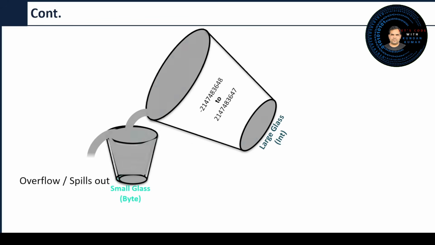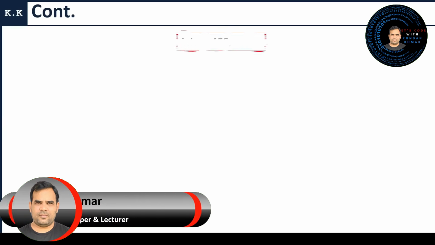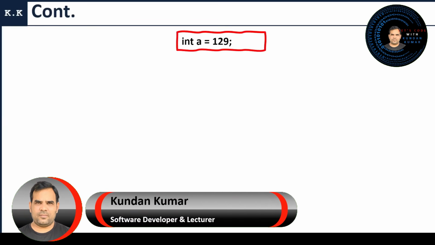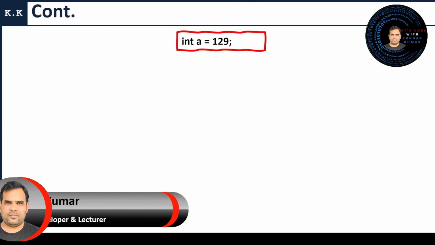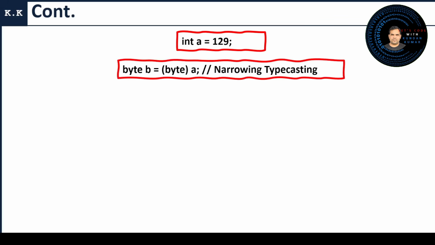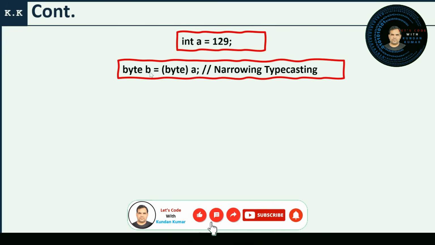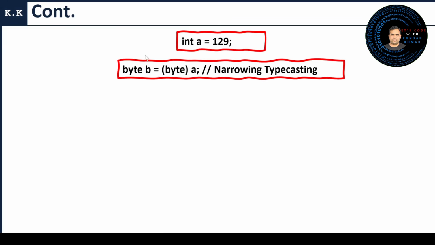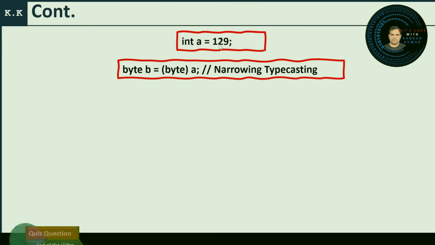Let me demonstrate it. Here I consider I have one variable, int a equal to 129, which a is holding. Consider I have another variable, byte b, and I am assigning a into byte b. Byte is 1 byte of storage, and the range of byte is minus 128 to 127. But here a is holding 129, which is beyond the byte range. But I am doing so here. I am doing narrowing typecasting. How?